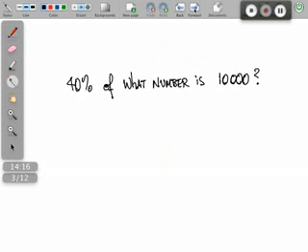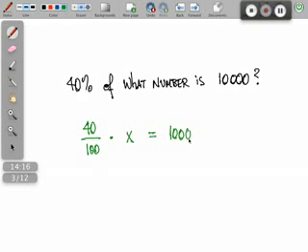So 40% of what number is 10,000? That becomes 40 divided by 100. That's again for the percent. Of means multiply. What number is x? Is means equal, and 10,000 is simply 10,000. We'll do this for all of the questions before we solve them.